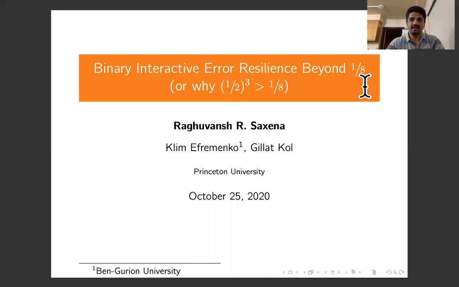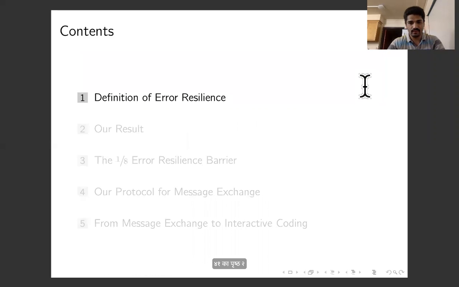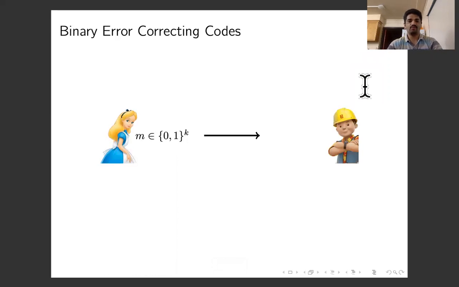I will explain in detail the significance of the fraction 1/8. But before that, let's start with some definitions. Okay, so let's start by defining the one-way binary channel. In this channel, there are two parties, Alice and Bob, and Alice has as input a message M of k bits that she wants to send to Bob.